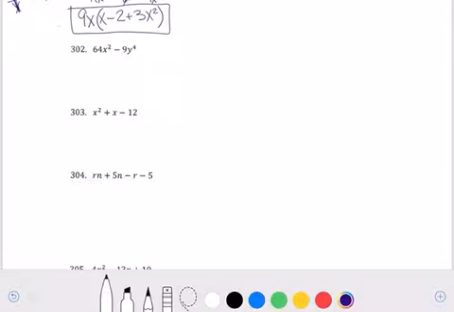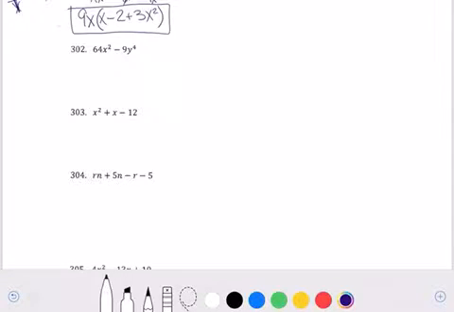So for 302, I would check to see if it has a GCF first. Between 64 and 9, there's no number other than 1 that goes into those 2 numbers, and I have x's in the one term and y's in the other term, so they don't have a variable in common either, so that's not GCF. I've checked that off my list.